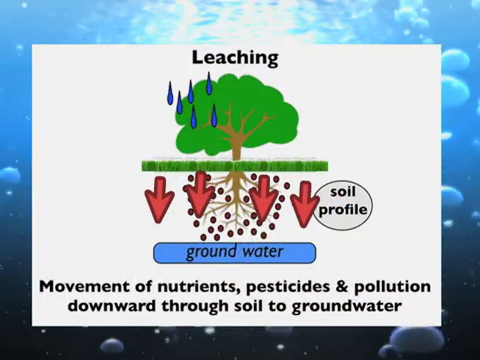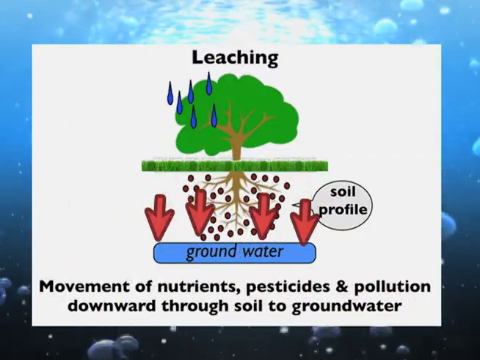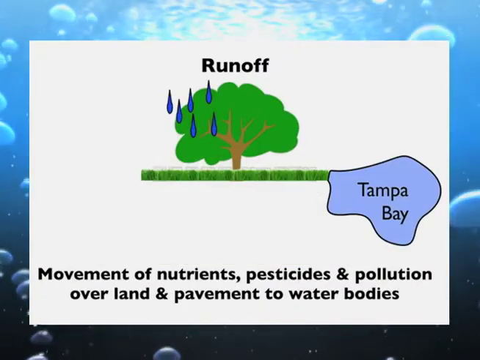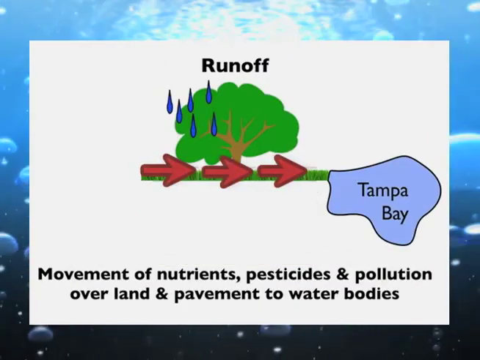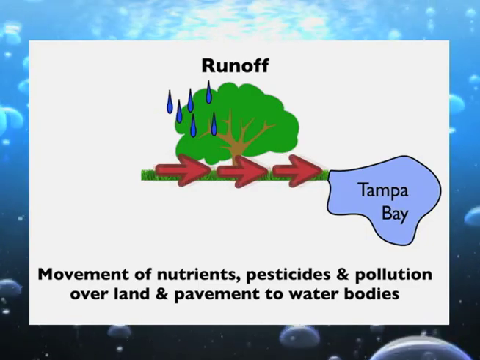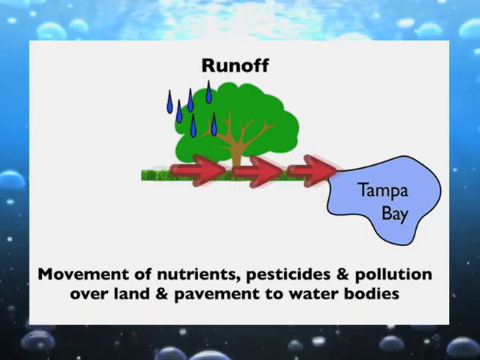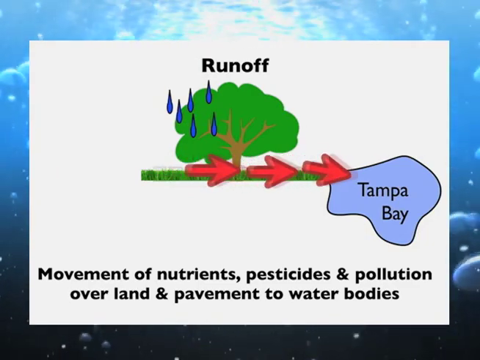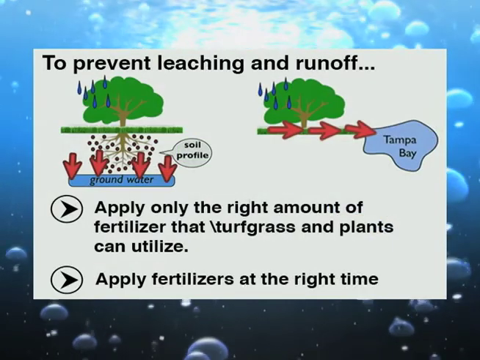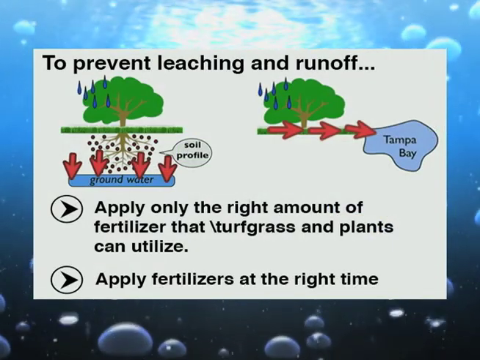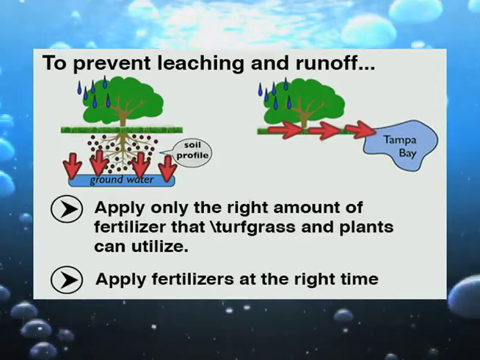Leaching is the movement of nutrients and contaminants downward into groundwater. Runoff is the movement of nutrients and contaminants over ground surfaces to ponds, lakes, rivers, bays, and other water bodies. This is why it is so important for you to apply only the right amount of fertilizer that turfgrass and plants can utilize, and at the right time.